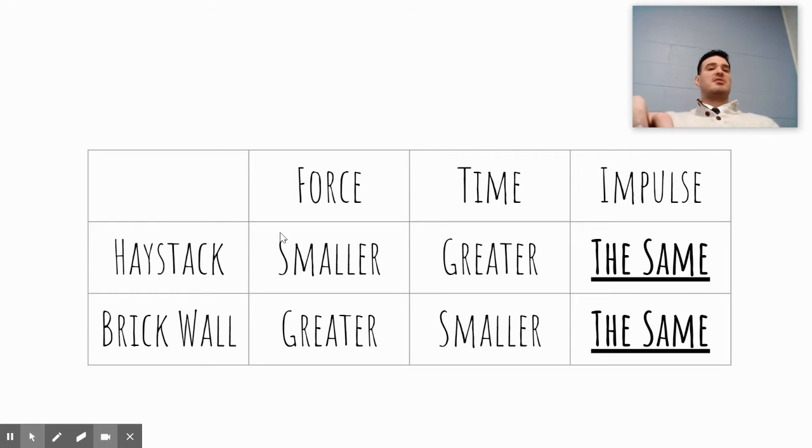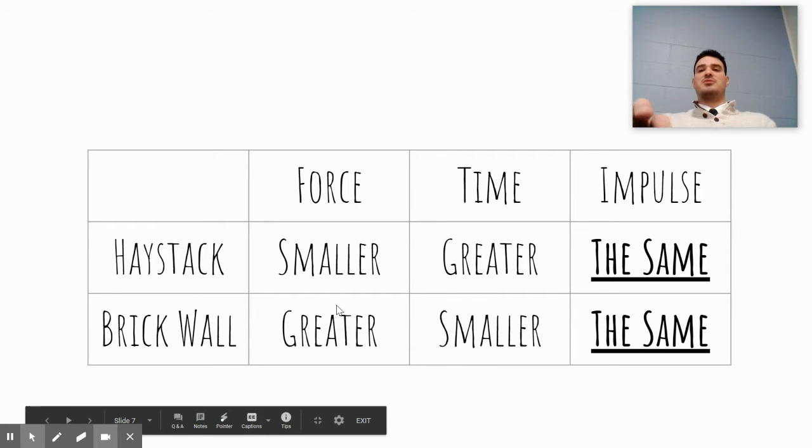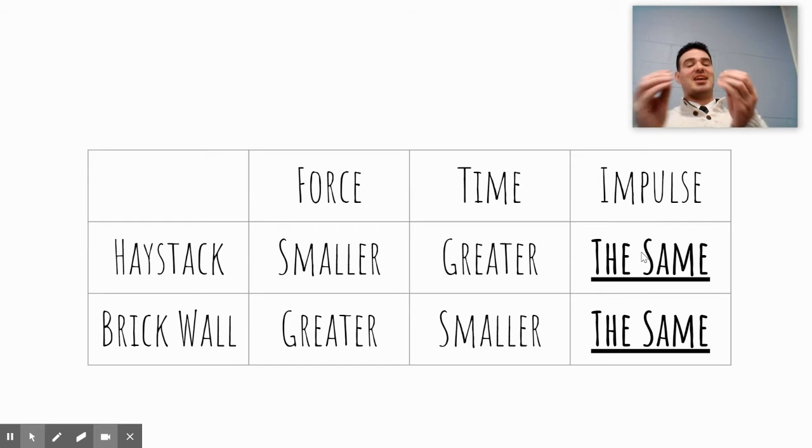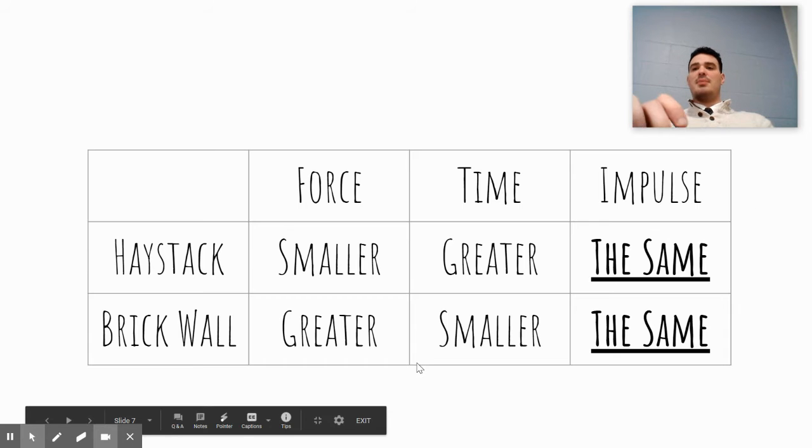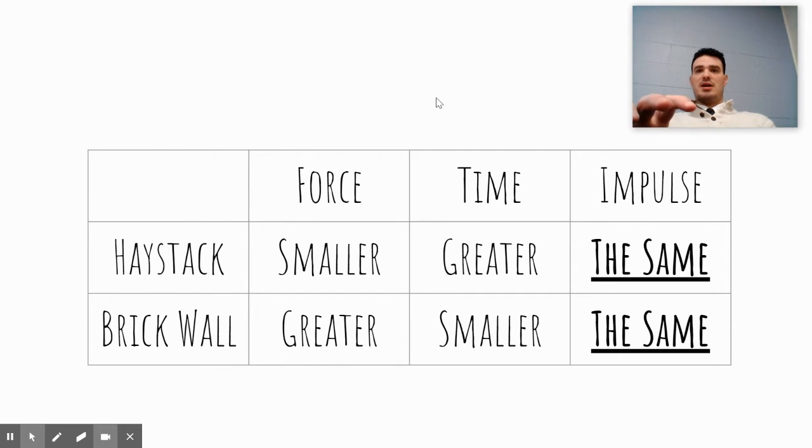Now, when it runs into the haystack, it means that it has a greater time, and by result, the collision is going to be longer and the force smaller. For the brick wall, the force is greater because it hits you all at one shot, which means that our time is smaller, but that means force is greater. The impulse is the exact same in both scenarios because we just talked about it. Hey, if this object is changing its momentum, in scenario A, it comes to a stop. In scenario B, it comes to a stop. So the impulse is the same in both, even though one has a greater force, one has a greater time.